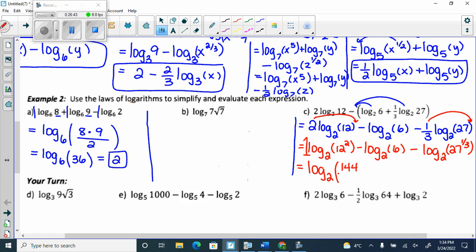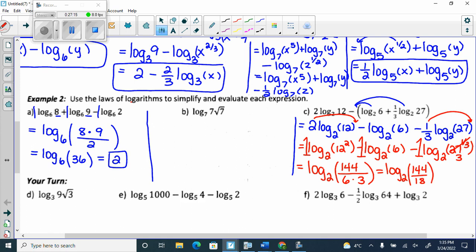Where is this 6 going to go? Denominator, because there's a minus 1 in front. Where's this 27 to the 1/3 going to go? Denominator. 27 to the 1/3 is actually 3, because it's the cube root of 27. So instead of 27 to the 1/3, I'm going to have a 3. That 3 is going to go in my denominator, because there's two numbers down there. I'm going to multiply them. So I get log base 2 of 144 over 18.